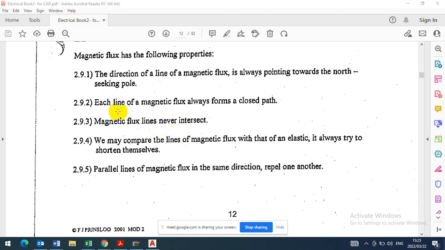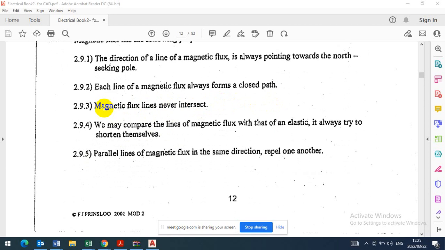Then each line of magnetic flux always forms a closed path, which we know. Magnetic flux lines never intersect. They are always parallel to each other. They will never cross each other. The lines of magnets are always parallel to each other. That is what it means.